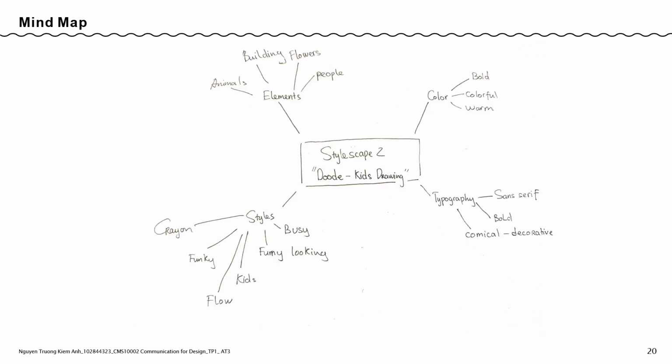My second stylescape is doodle or kids' drawing. The elements are around animals, buildings, flowers, and people. The colors here are bold, colorful, warm, and neutral. The typography is mainly sans serif, bold, comical style. The style for the second stylescape is using crayon. It looks funky, kids' drawing-like, funny looking, and busy.